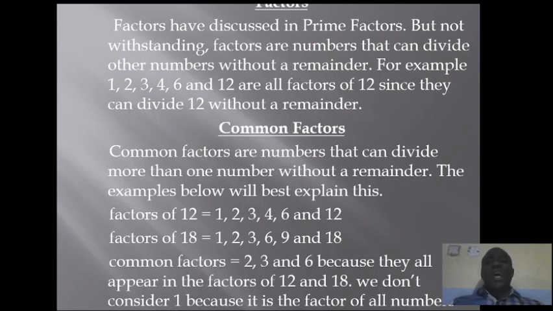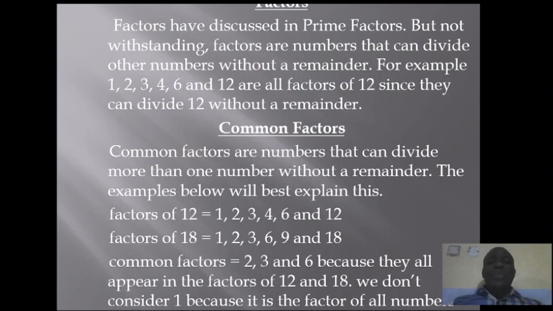So the next term we need to consider is common factors. What are common factors? Common factors are numbers that can divide more than one number without a remainder. For example, the factors of 12, we said 1, 2, 3, 4, 6, and 12 are all factors of 12. Then for 18, you look at 1, 2, 3, 6, 9, and 18. They are all factors of 18.